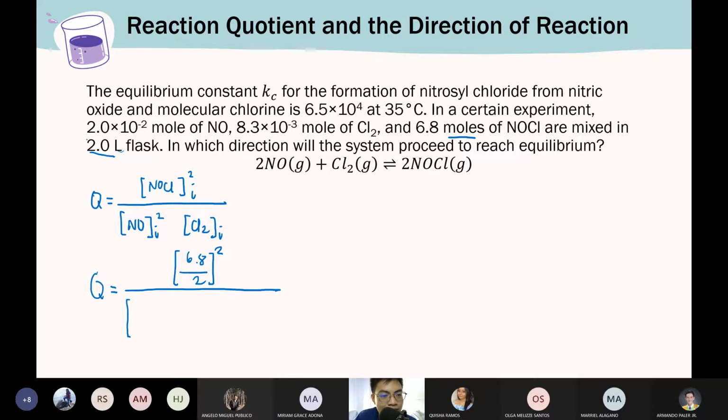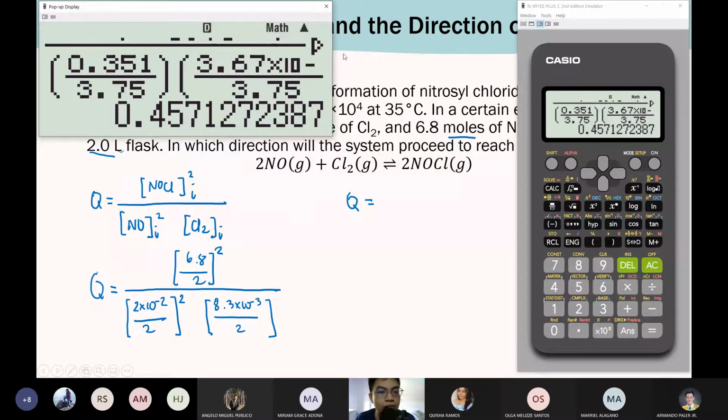So for nitric oxide, ito, 2 times 10 raised to negative 2 divided by 2 liters, then naka-square, and then for the molecular chlorine, it is 8.3 times 10 negative 3 divided by 2. Ano yung Q? Pipindot pa lang ako sa calcu. So, kung naunahan nyo na ako mag-solve, type nyo na sa chat box.